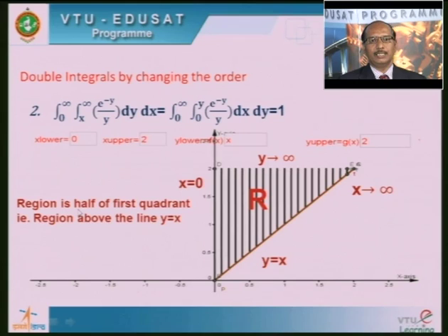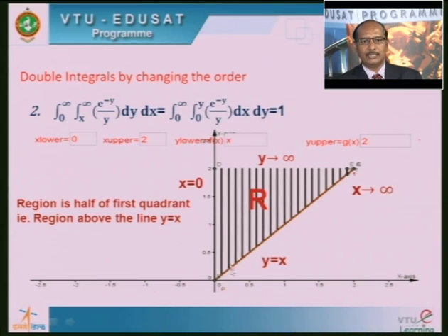Now, changing the limits of integration. The given limits are x equal to 0 to infinity and y equal to x to infinity. So x limits are constants here, and it changes so that y limits are constants. See the y boundary, y equal to 0, that is the x axis, and y equal to infinity.